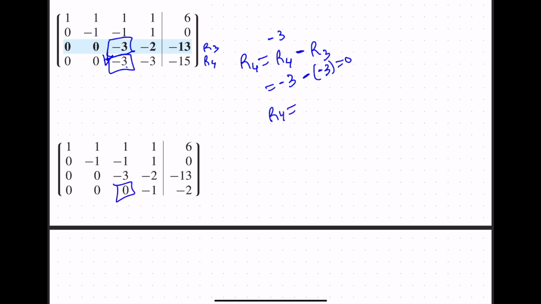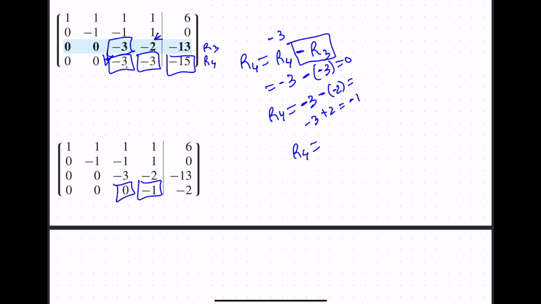Now R4 is equal to, we have -3, this is restricted, minus, and then R3 is here, which is a -2. This is -3 plus 2 is equal to -1. Here it is. And then the last one, which is -15. Let me try to illustrate the R4, or row 4th. -15 minus, this is a restriction, and then we have our -13 there. This is equal to -15 plus 13 is equal to -2, and that's my solution there.